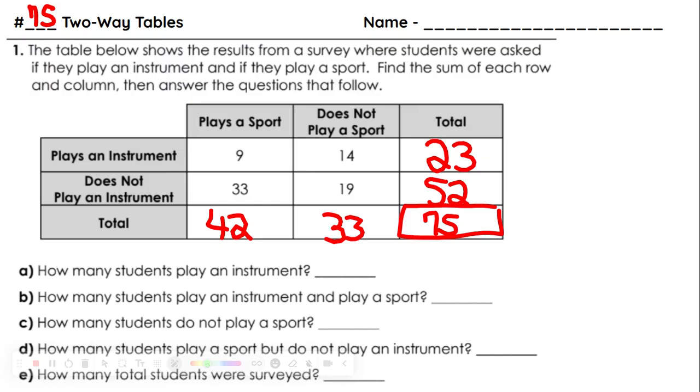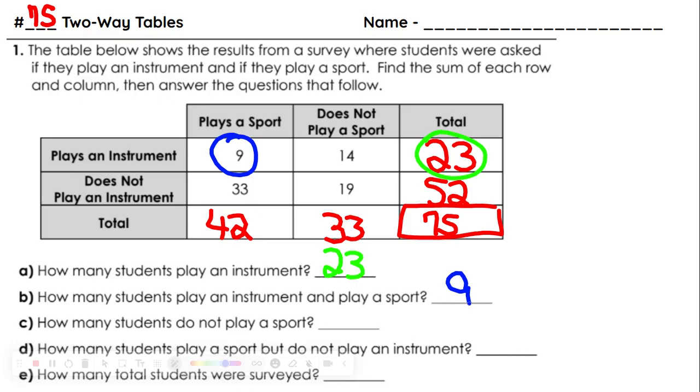Now, the next thing we want to look at is these questions. It says, how many students play an instrument? So we go across play an instrument. We want the total people who play an instrument, and we get 23. Then it says how many students play an instrument and play a sport. So we want to see an overlap here. We need the overlap of play an instrument and play a sport. That would be 9.